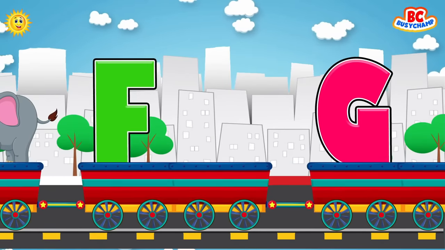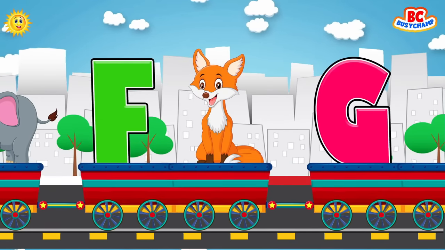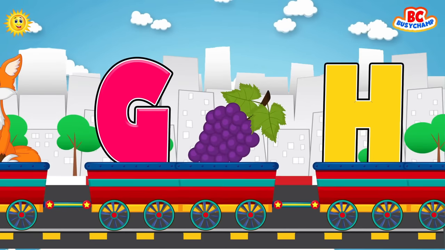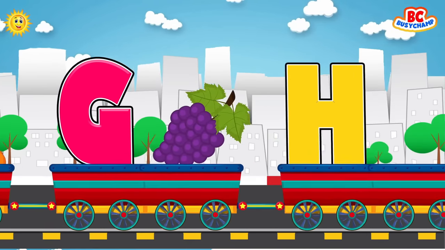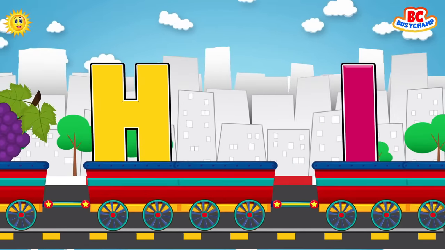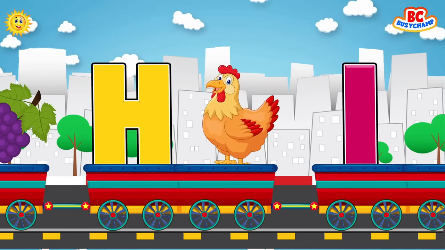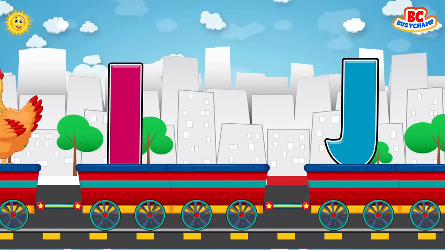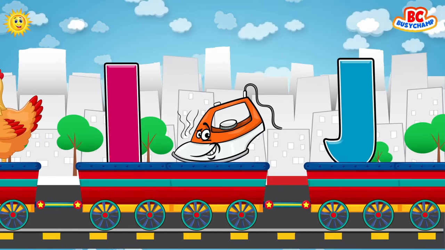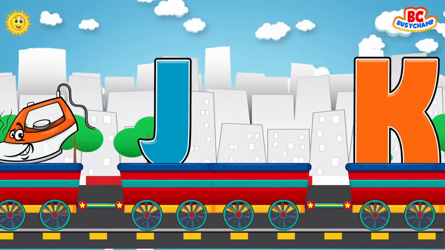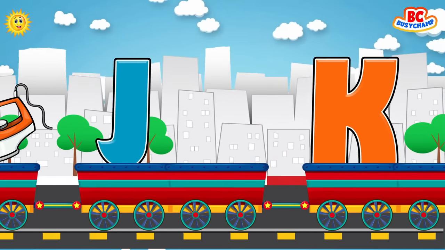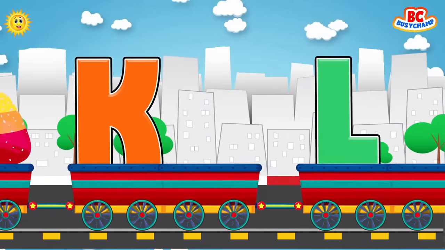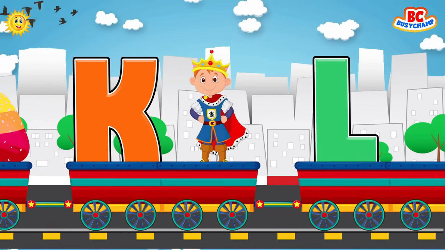F, F is for fox. G, G is for grapes. H, H is for hen. I, I is for iron. J, J is for jelly. K, K is for king.